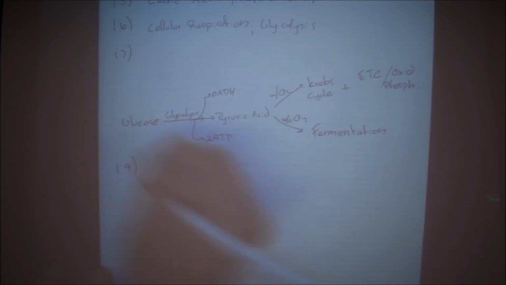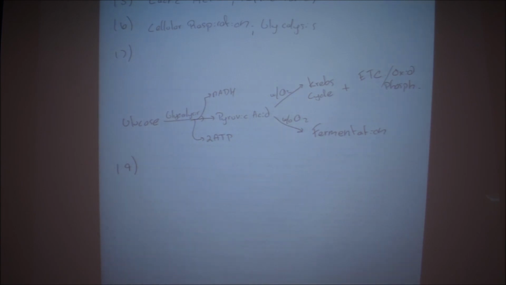19. NADH2 and FADH2 are used to provide power for the what? We talked about 18 on the quiz papers. 19, NADH2 and FADH2 are used to provide power for the electron transport chain, yes.